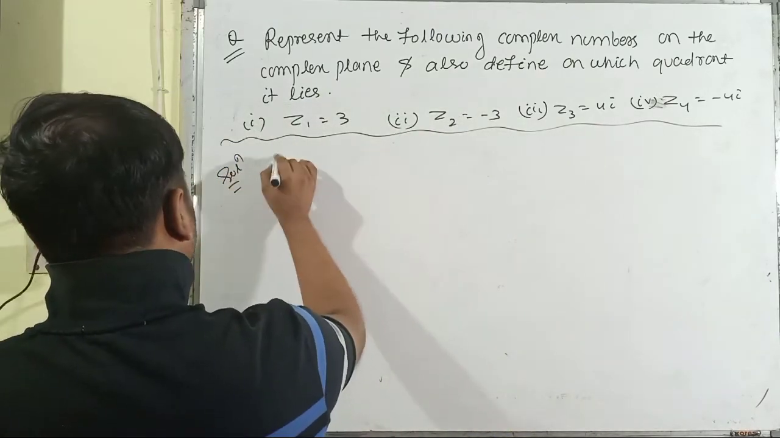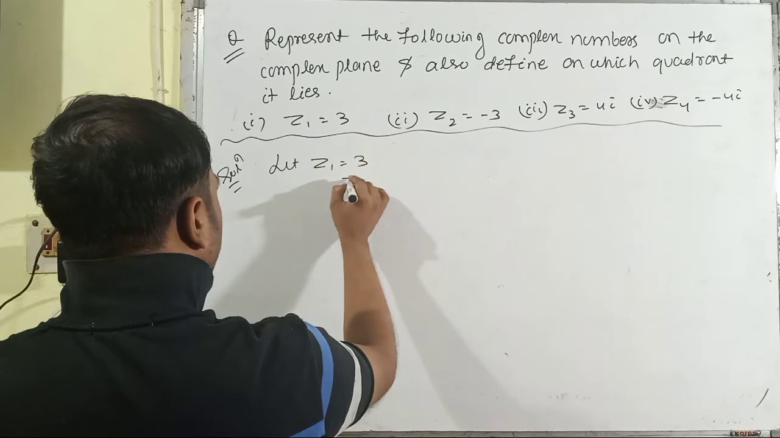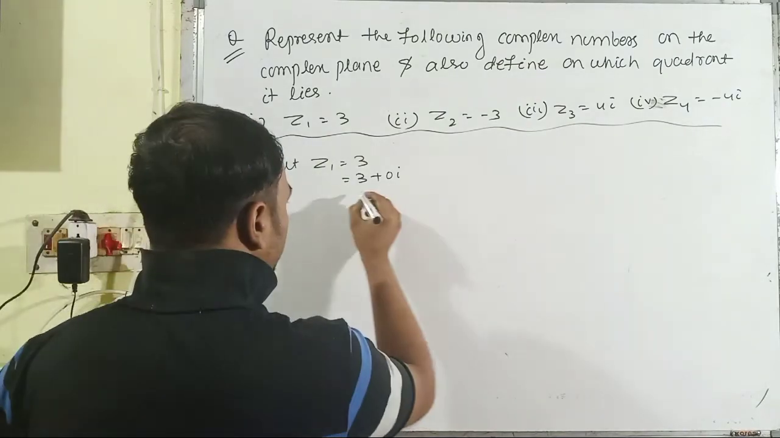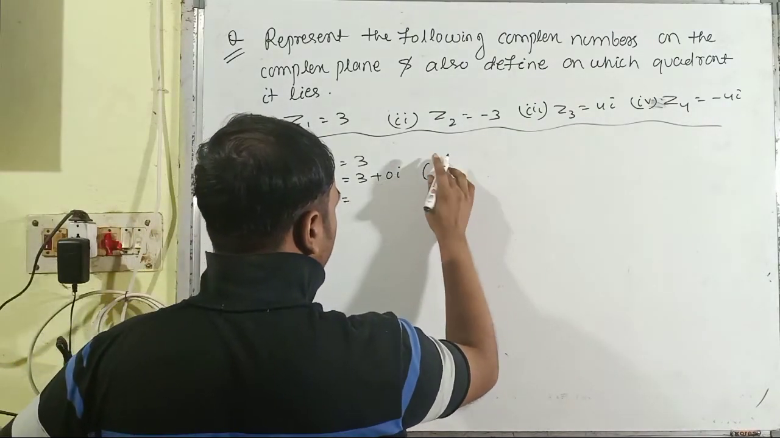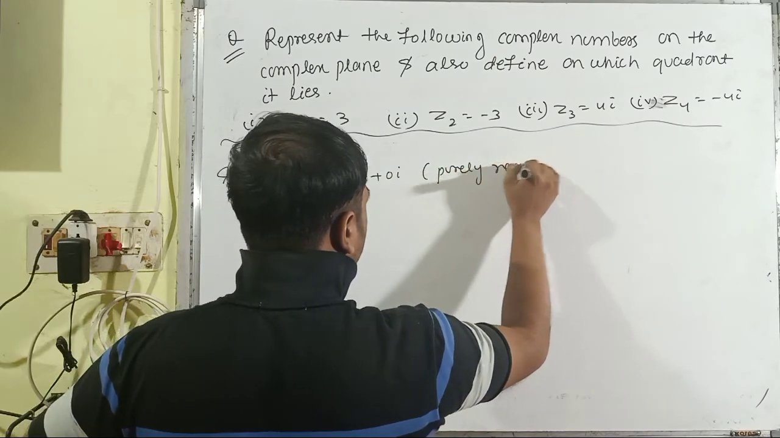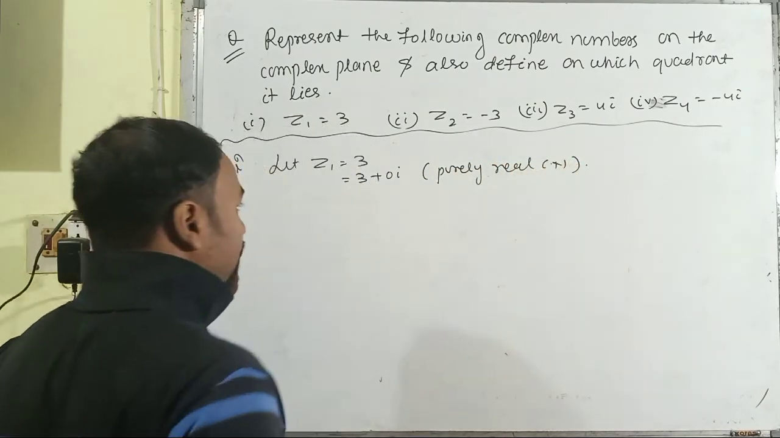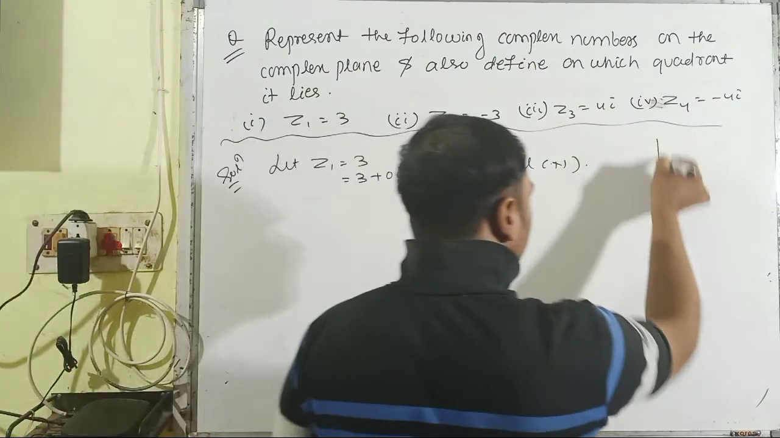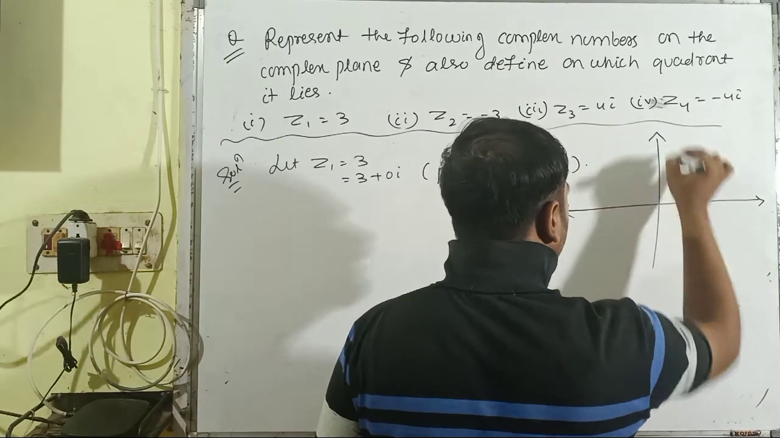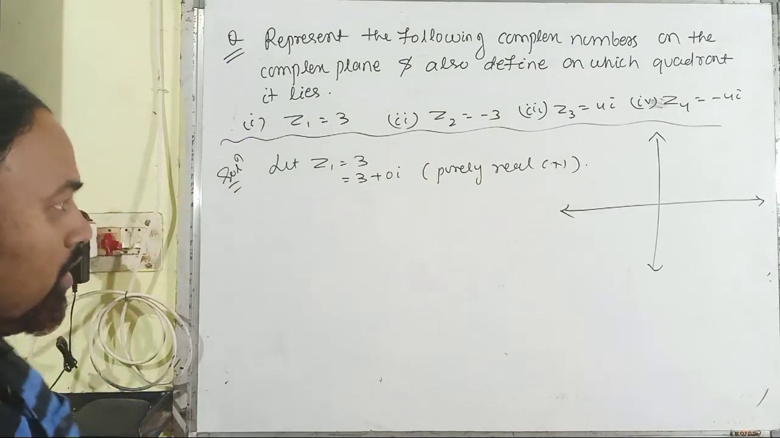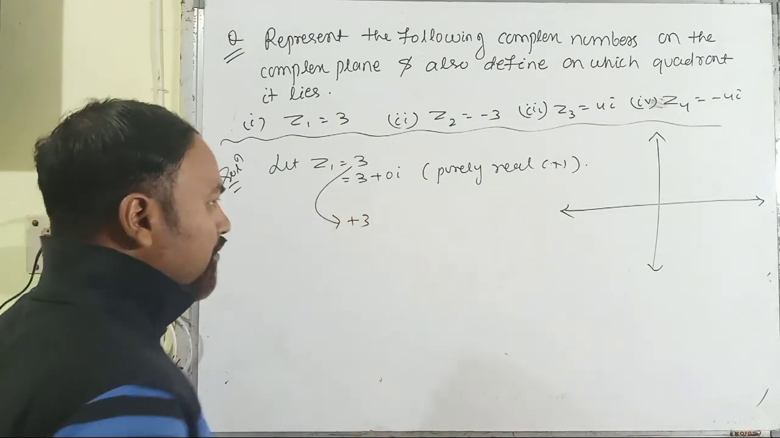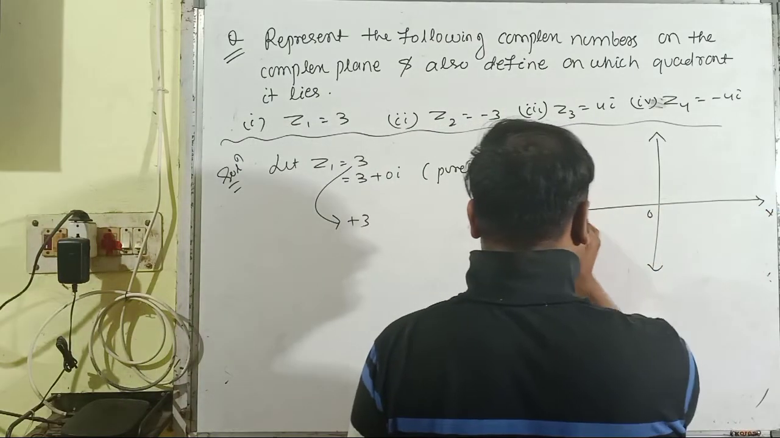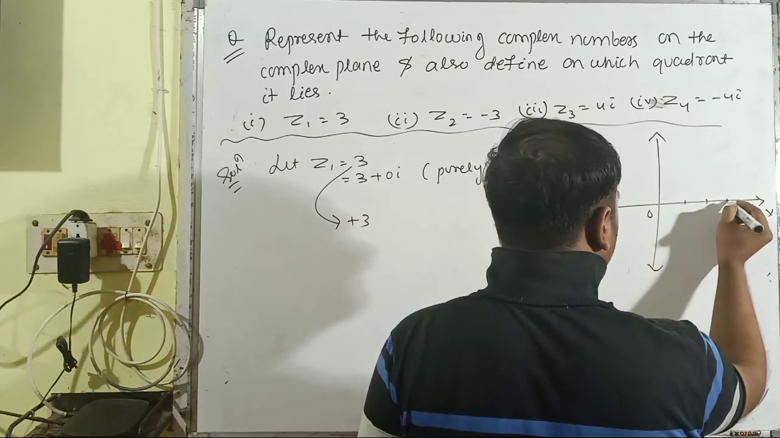Solution. Let z1 is equal to 3, that means 3 plus 0i, and it is a purely real complex number. According to the properties of a purely real complex number, these complex numbers will lie on the x-axis, but we have to verify whether the given complex number carries a positive sign value or a negative sign value. This is the positive 3. That means it will lie towards the right side of the x-axis, or you can say the positive direction of the x-axis. So this is the point, 1, 2, 3.